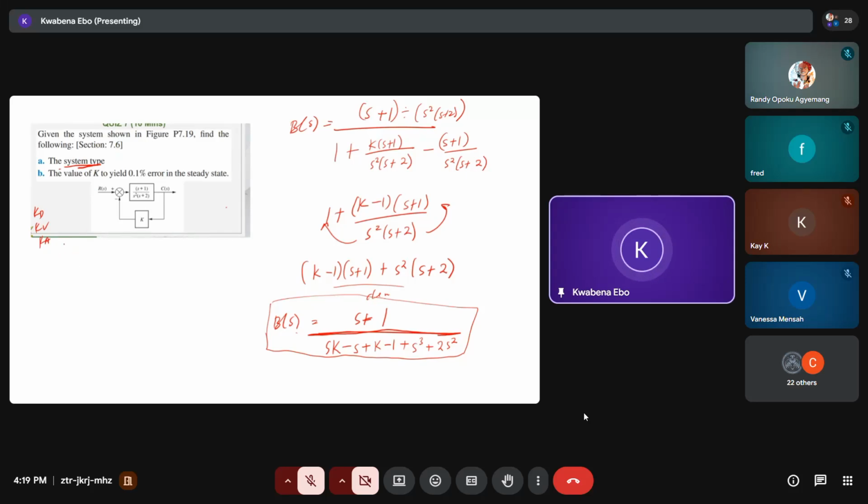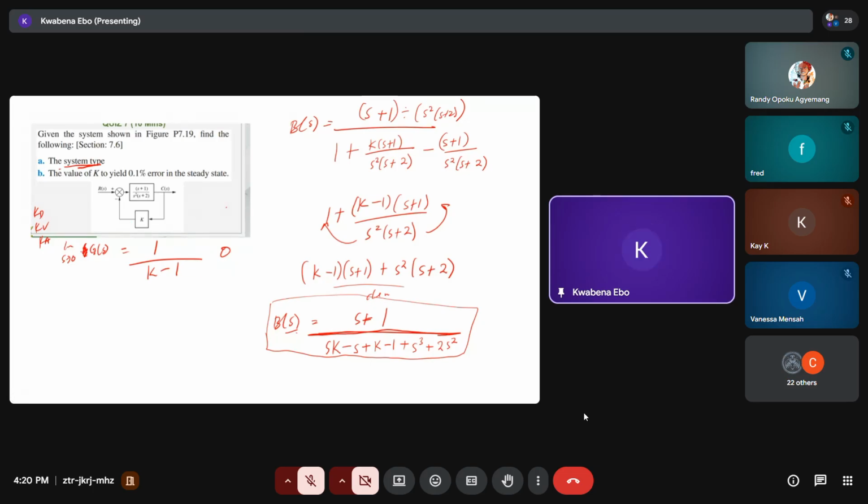So Kp is the limit as s approaches 0 of G(s). Now this is our G(s), which is basically B(s). When you put 0 inside, we get a finite value. Here we get 1 over K minus 1. That means the system is type 0, because once you get a finite value for one, the rest won't be.